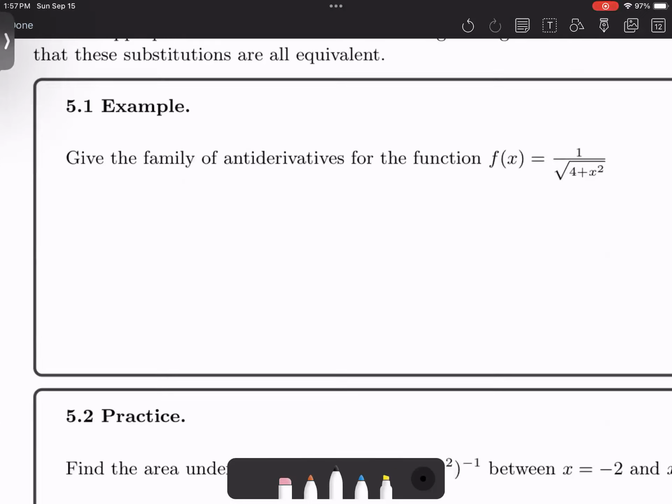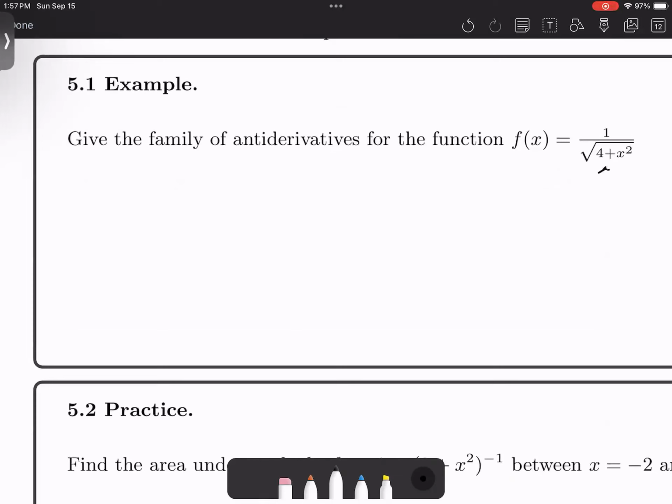So example 5.1, we see a constant plus x squared. That, to me, reads that we should use the tangent substitution. We want to give a family of antiderivatives for this function, 1 over the square root of 4 plus x squared. So we want to integrate this. Now, that 4 plus x squared, to me, says tangent. So I'm going to replace x with 2 tangent of a new variable, call it theta.